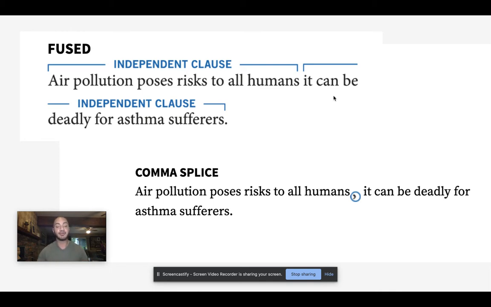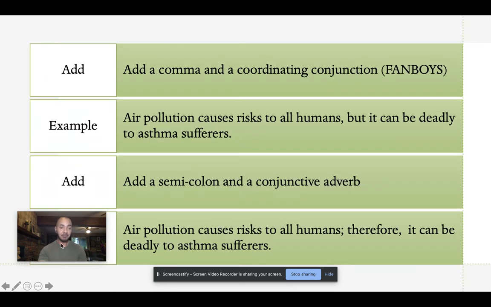Again, the comma is not a strong enough punctuation mark to join those two independent clauses together. So now that we know how to identify a run-on sentence, what do we do about them? What do we do when we accidentally write them, or when we find them in a piece of writing that we're editing for a classmate or for a friend? Well, there are a couple of ways that you can fix a run-on sentence.